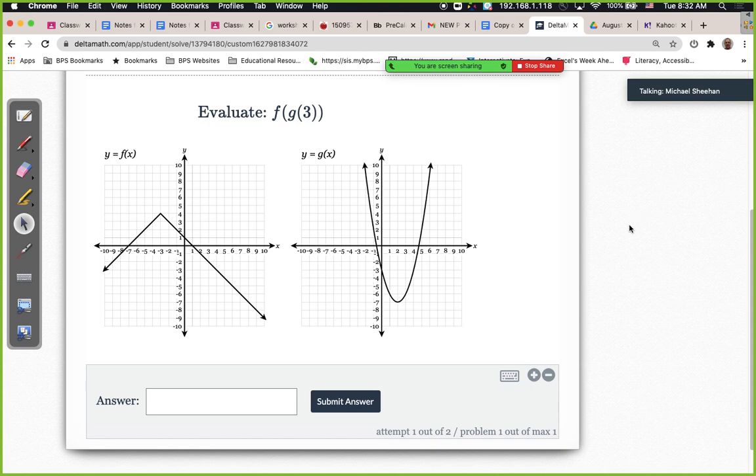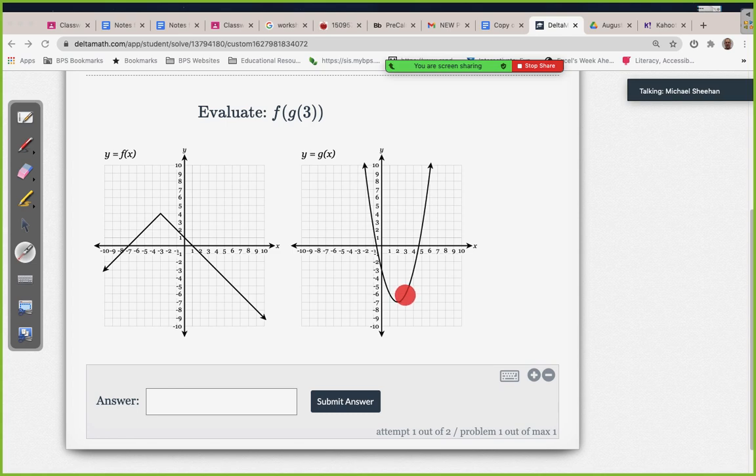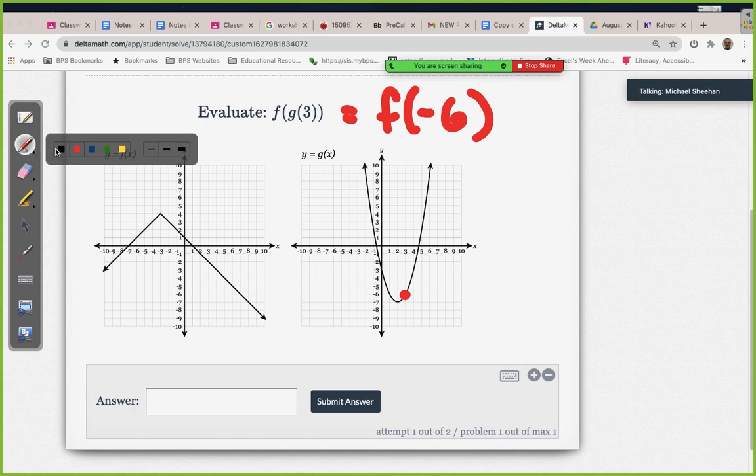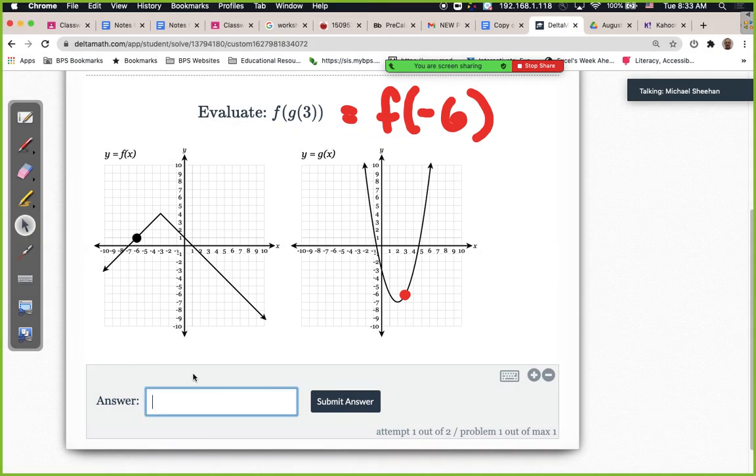F of g of 3. The first thing I'm looking at is g of 3. So I'm going to find x equals 3, follow it down to g. Looks like g of 3 is negative 6, right? G of 3 is negative 6. So now I'm looking for f of negative 6. So I find negative 6 for x. Here it is. I follow it up to graph f, positive 1. So the answer is 1.